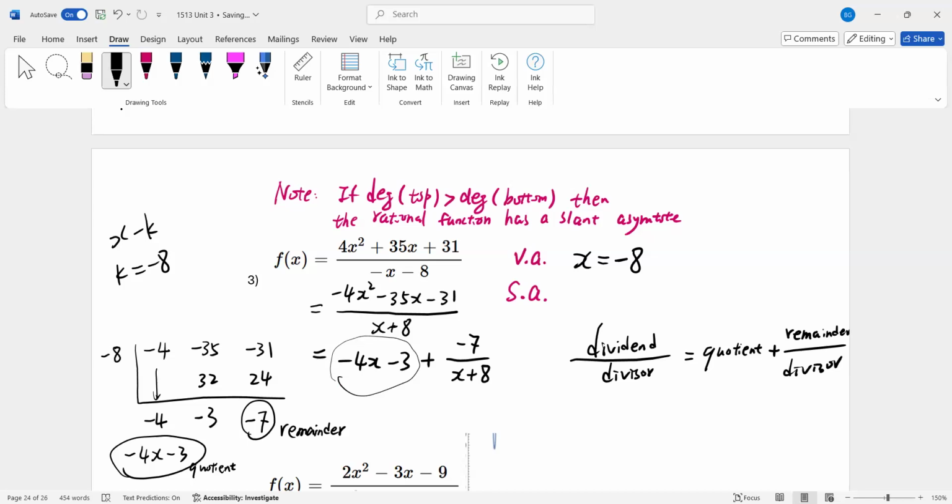When x approaches infinity, this part approaches 0, because the numerator is a fixed number and the denominator approaches infinity, so the quotient approaches 0. So the function f of x approaches the quotient. The slant asymptote is y equals the quotient, -4x minus 3.